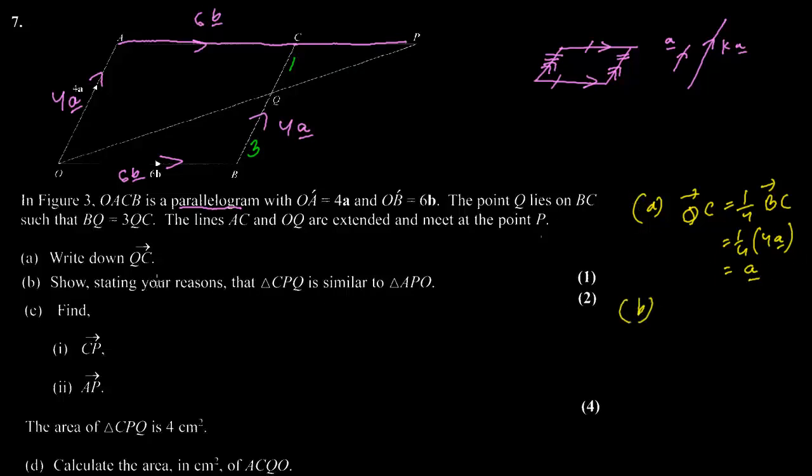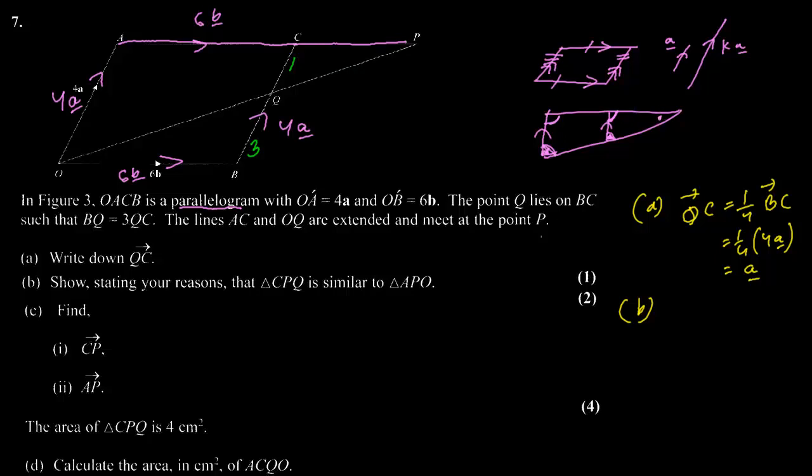Question number B, we have to show that this triangle is similar to this triangle. For this, the rule of similarity must be clear. If you have two triangles and the bases are parallel, like OA and QC, then since it's a parallelogram, the bases are parallel. When this happens, they have to be similar triangles, because similar triangles means each of the angles are equal to each other. So this angle equals this angle because they're corresponding angles. Similarly, this angle equals this angle, also corresponding angles, and this angle over here is the common angle.